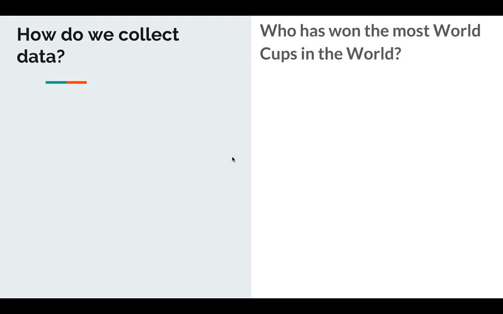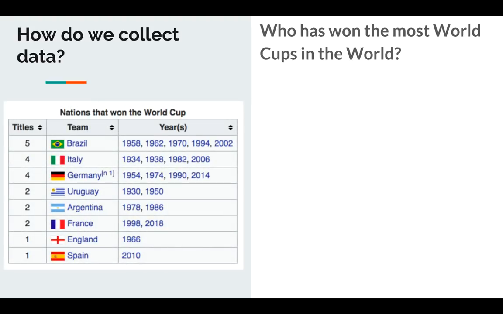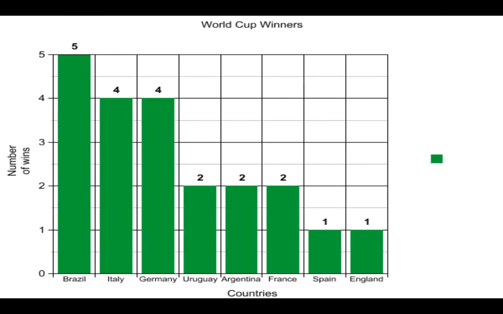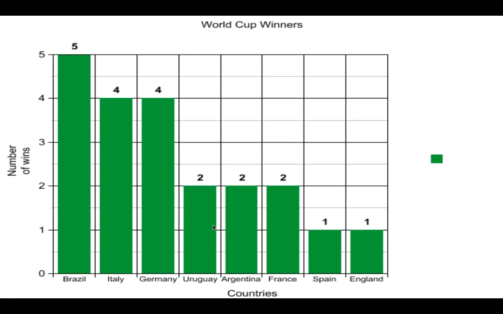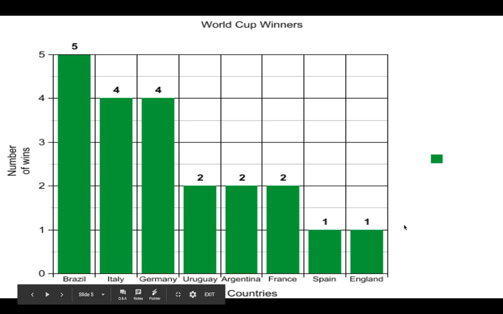Okay, so how do we collect data? Let's try to figure out. I'm having a conversation with someone, and we're talking about who won the most World Cups in the world, right? And then I go online, I do some research, and I find out that Brazil won the most, and I have the list of all the other countries that won that, and then I create a graph, and then I can show that to people. Okay, so you can see a list of countries that won the World Cup by the number of wins and the countries over here. Okay, so you can see that Brazil won 5, Uruguay won 2, Spain and England won 1.